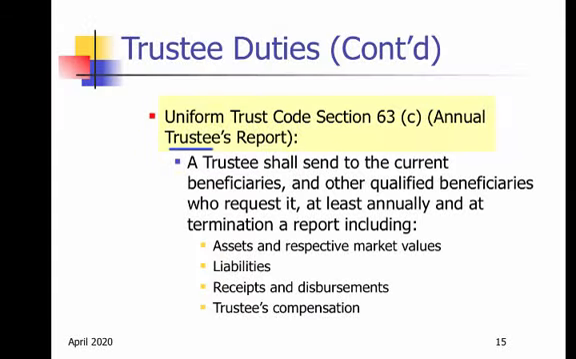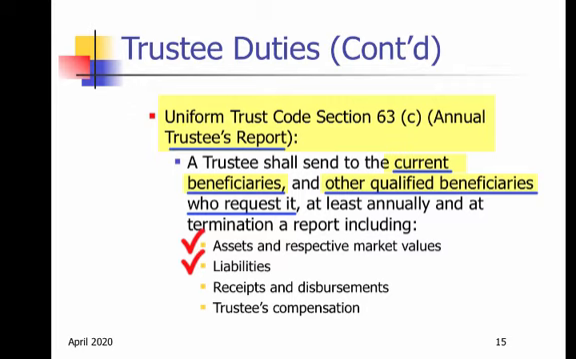The trustee's report is described in Section 63C of the UTC. It's an annual report that the trustee must send to all current beneficiaries and other qualified beneficiaries who request it. The trustee's report must include a list of trust assets and their respective market values, information about the trust liabilities, information about trust receipts and disbursements, and information about the trustee's compensation.